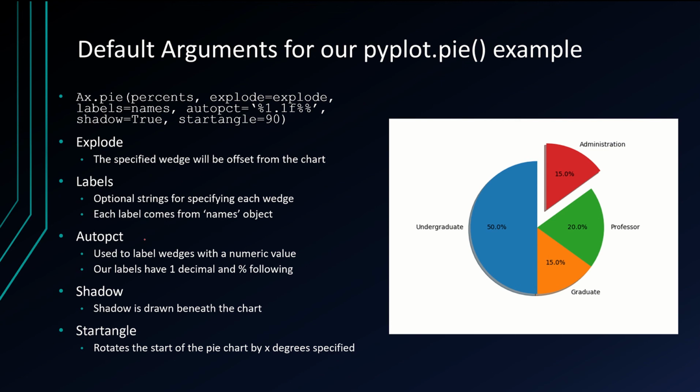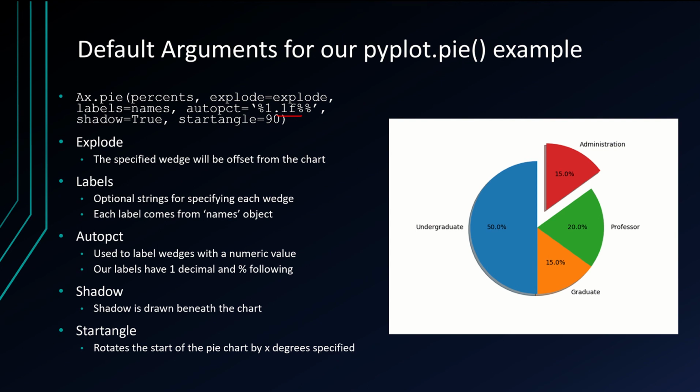Next is autopct, which is used to label wedges with a numeric value, and our labels have 1 decimal and a percent sign following, which we have specified here. We have 1 decimal and a percent sign. Shadow means that there is a shadow drawn beneath the chart here, which we can see. And lastly is startangle equals 90, which means that we have rotated our graph 90 degrees. So if this wasn't set, then undergraduate would be either on the bottom or on the top as it has been rotated.